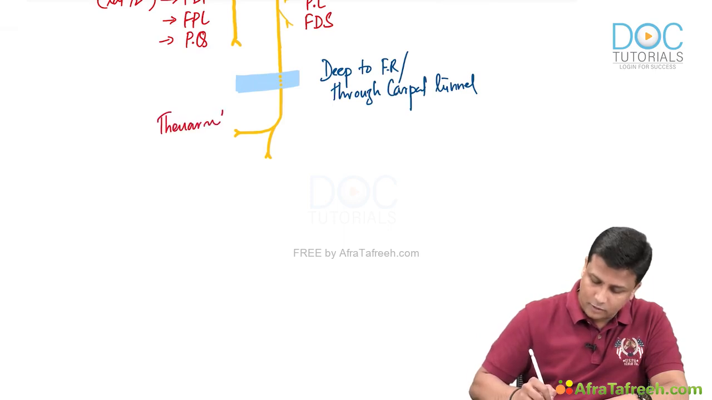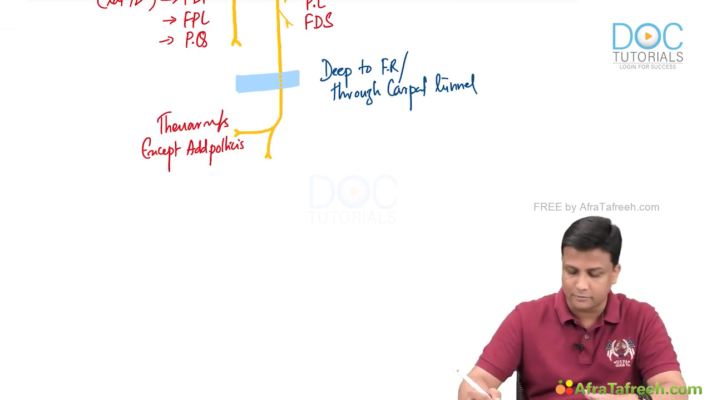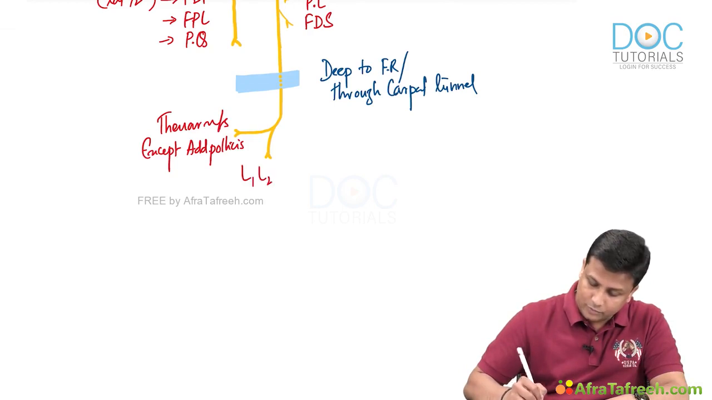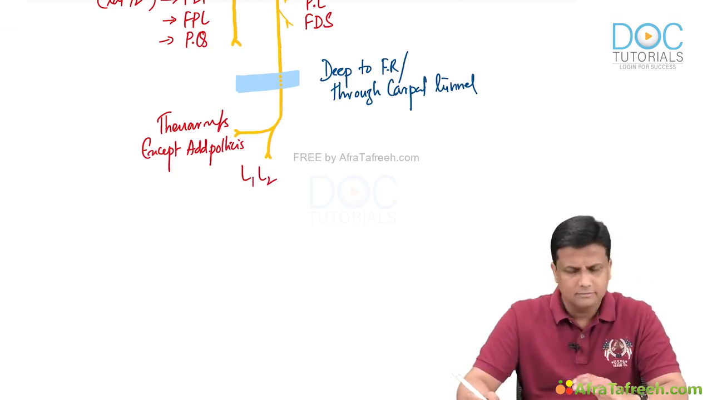So it will be supplying to all the thenar muscles except what? Except the adductor pollicis muscle. That's an important exception. Adductor pollicis will be taken care of by the ulnar nerve. And then it will also be supplying the lumbrical number 1 and the lumbrical number 2, the two lateral lumbricals. Fine. This is all easy, guys. There is no confusion about that one.